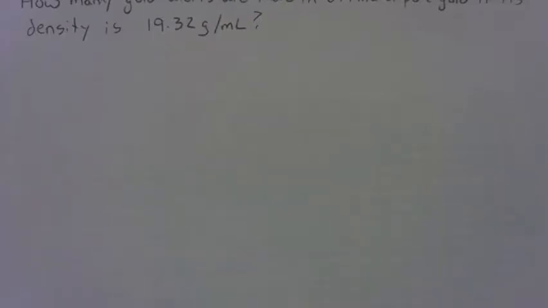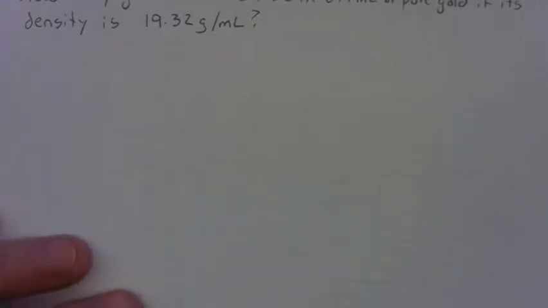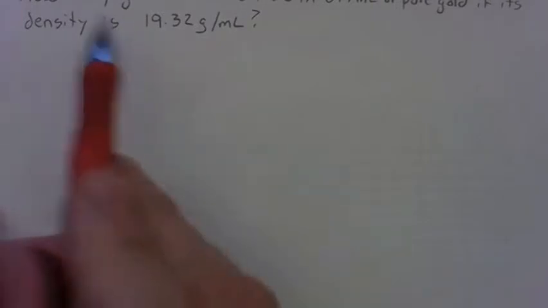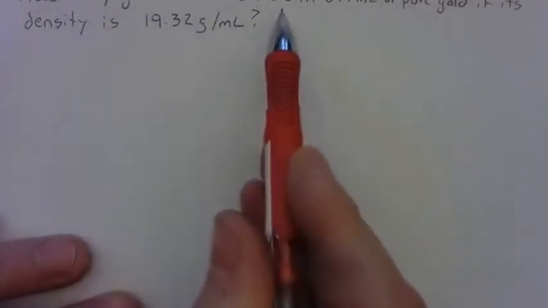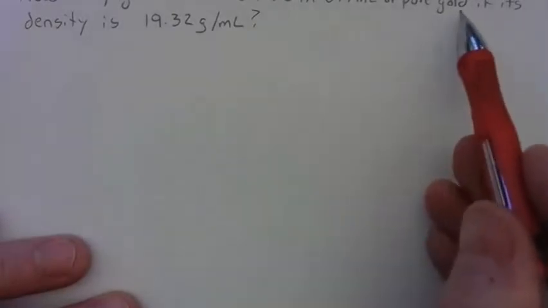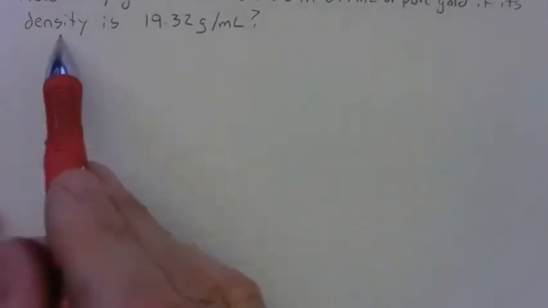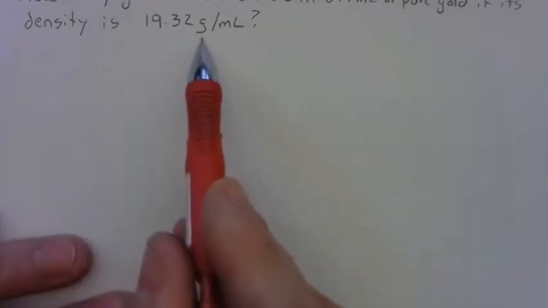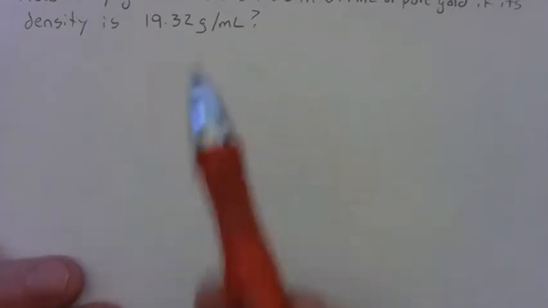Hi, this sample problem video is to help out with advanced chemical conversions, specifically those involving density and molarity. Now, the first question we're going to look at asks how many gold atoms are there in 517 milliliters of pure gold if its density is 19.32 grams per milliliter.